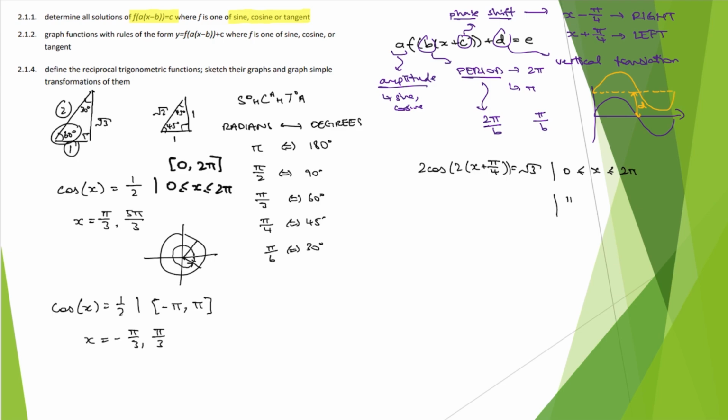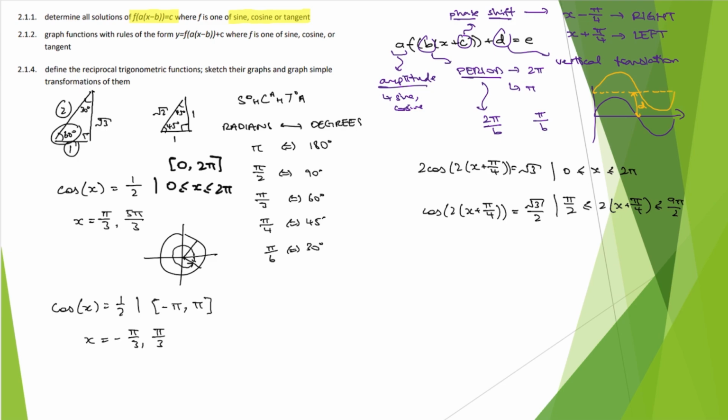So we have our pi on 2 for 2x plus pi on 4, because we've adjusted it. And then if we plug in 2 pi, 2 pi plus pi on 4 is 9 pi on 4, times 2 is 9 pi on 2. Then we can divide by 2, so we get cos(2x plus pi on 4) is equal to root 3 over 2. All right? So that's our adjusted bounds.